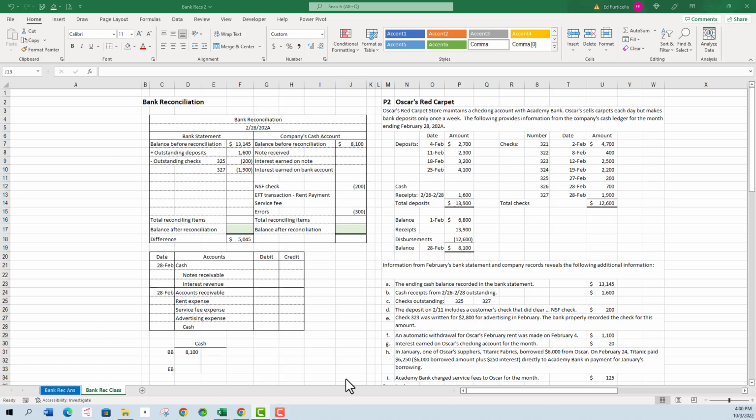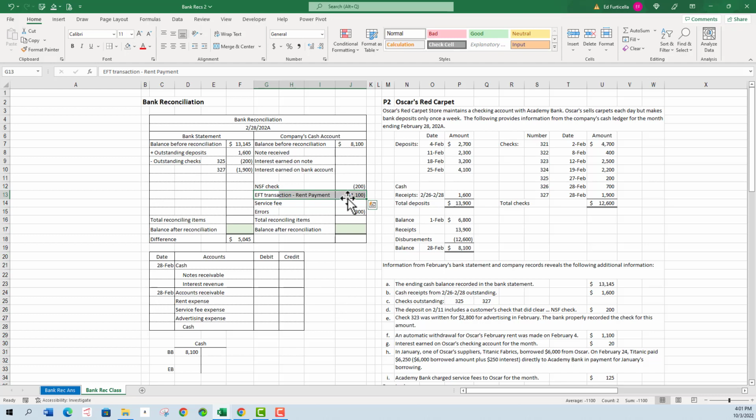Letter F shows that an automatic withdrawal for Oscar's February rent was made on February 4th for $1,100. Automatic payments are also referred to as electronic funds transfer payments, or EFTs. Our company has entered into an agreement that permits our landlord to withdraw funds from our checking account monthly for rent payments. In this case, the $1,100 payment shown on the bank statement must be subtracted from the company's cash account balance.